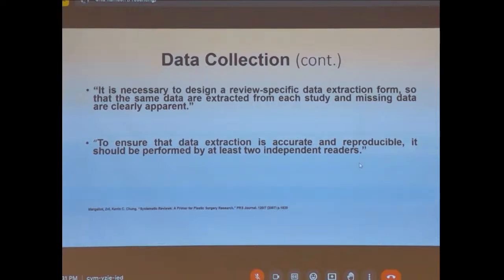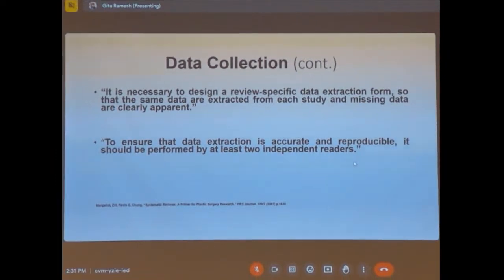In the data collection, we also should ensure that the data extracted from the systematic review is accurate and reproducible. That means you should have copyright permission so that you can reproduce that data. It should be performed by at least two independent readers. Then I said you have to have various authors.